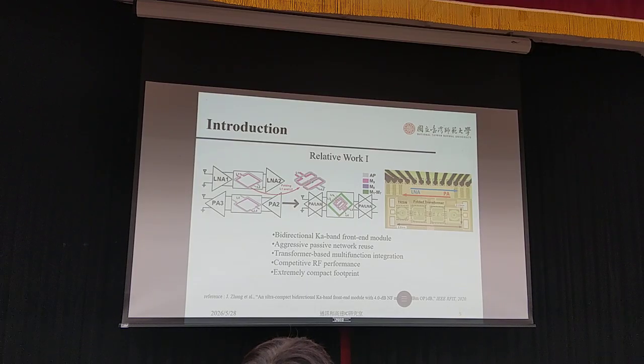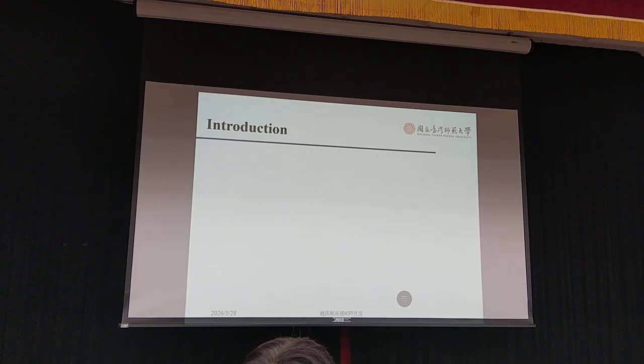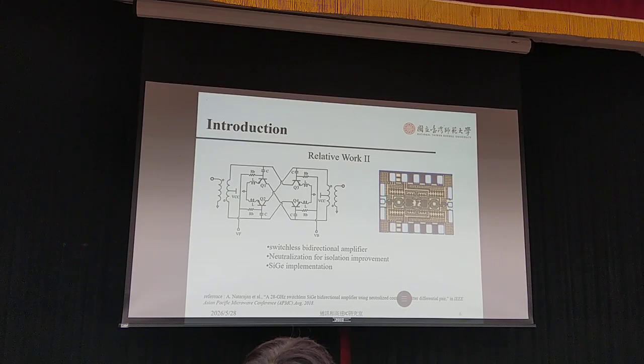However, this kind of design usually needs complicated passive network design, which makes optimization more difficult. The second work uses a switchless bidirectional amplifier. Its main advantage is removing the traditional transmit and receive switch. This helps reduce insertion loss, which is very important in high-frequency circuits. However, this type of architecture usually has limited flexibility.